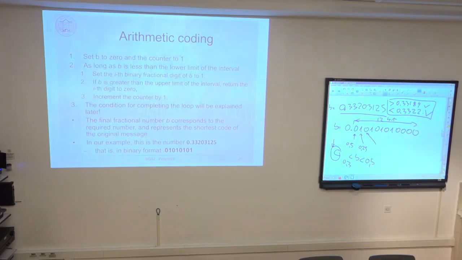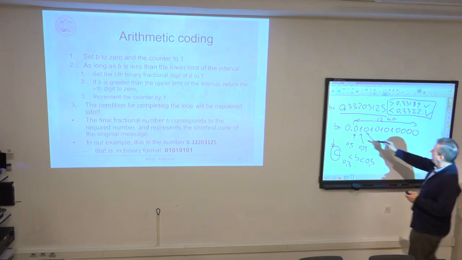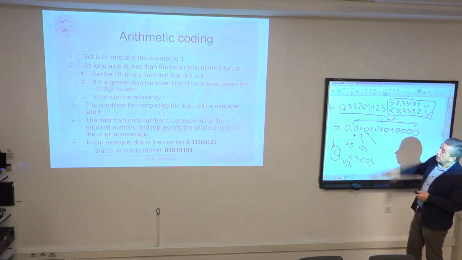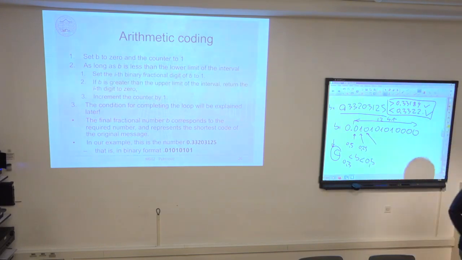Then I move to the next digit. Now I set this value to 1, and this is 0.25. Okay, is it now larger than the upper limit? No, so I keep it. Then I go to the next and go on. So finally, the question is, how do I know when I have to stop this loop? Apart from the first bit, all the other bits are lower than the upper limit. So we keep them all.